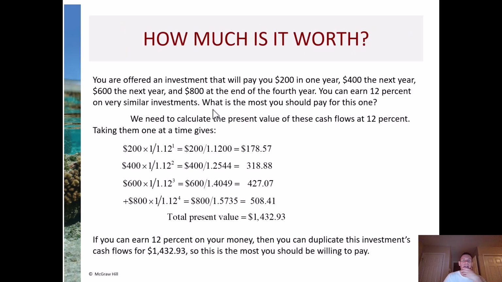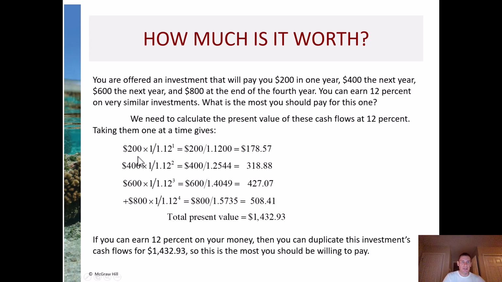All right, so you are offered an investment that's going to pay you 200 bucks in 1 year, 400 next year, 600 in the third year, and then 800 at the end of the fourth year. You can earn 12% on very similar investments. So what is the most you should pay for this particular one? The way we need to do this is calculate the present value of the cash flows at 12%, and then of course just add them all together, right?